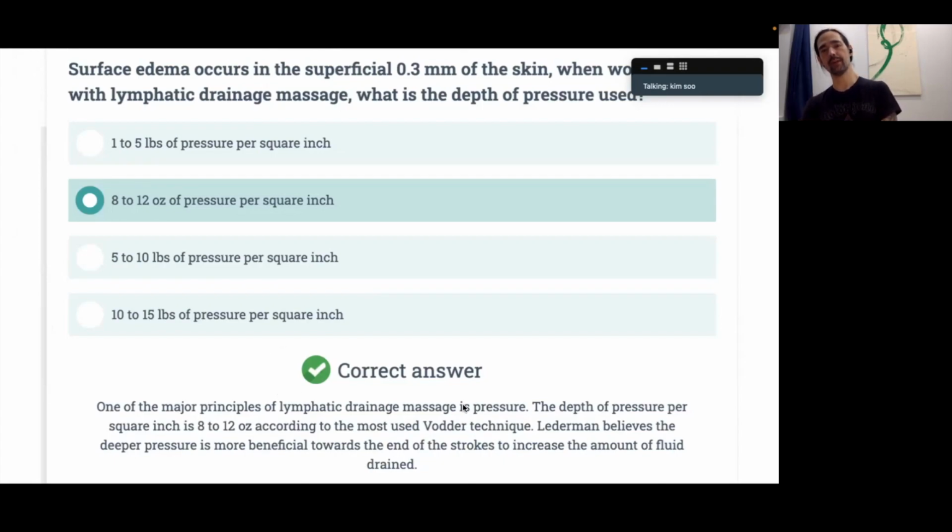One of the major principles of lymphatic drainage massage is pressure. The depth of pressure per square inch is 8 to 12 ounces according to the most used Vodder technique.